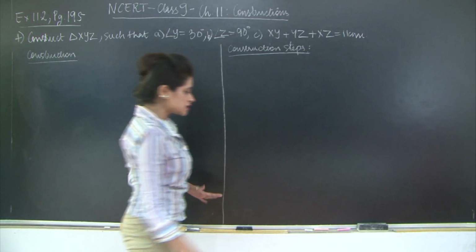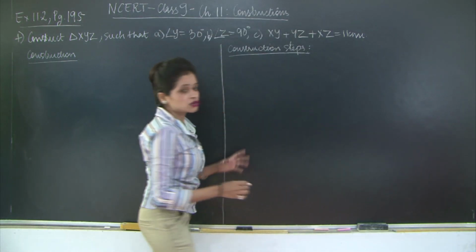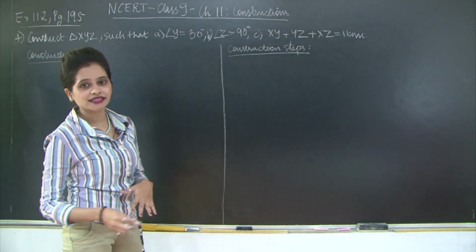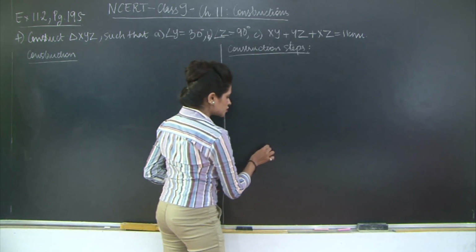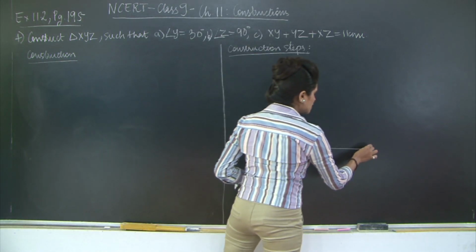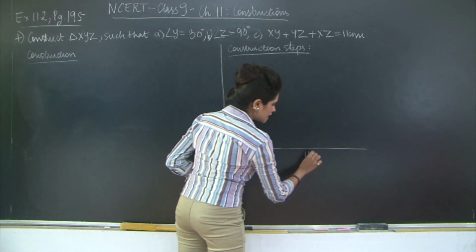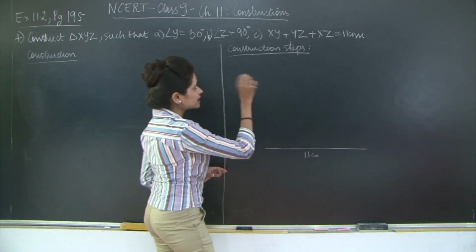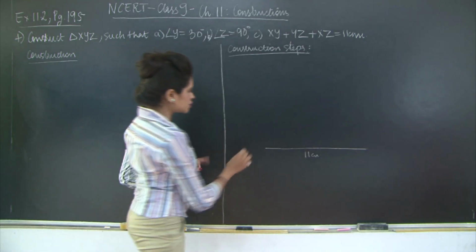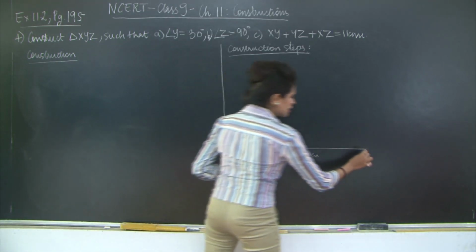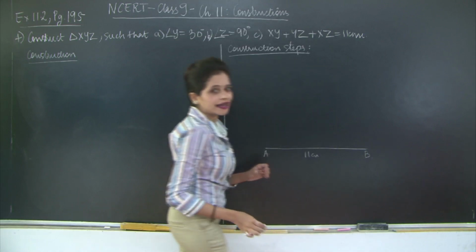So how do you do this? We have learned that when two angles are given and the sum of the three sides is given, there's a way to construct this triangle. So what you're going to do is take this sum of the lengths, 11 centimeters, as the base, and you won't denote it as XY or YZ or XZ, but you will denote it by any random alphabet. I'll say A and B.